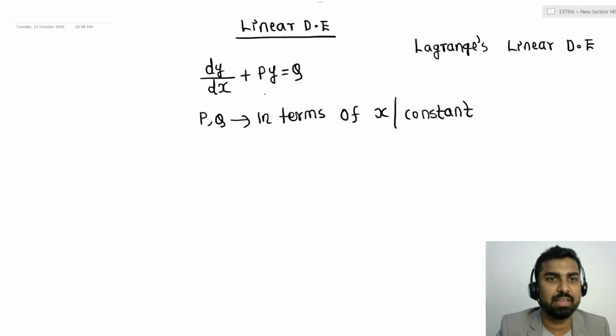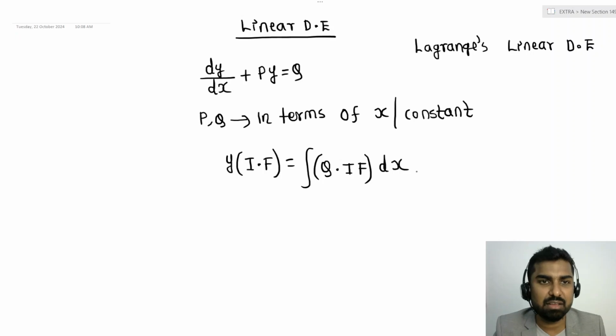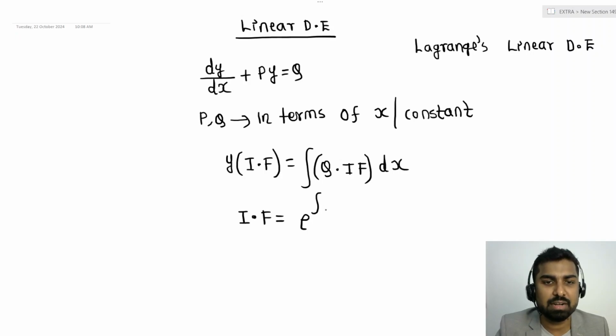And the second condition: as per this general format, the coefficient of dy by dx must be 1. If a differential equation is in this format, dy by dx plus py equal to q, we have to solve it by applying the formula y into integrating factor equal to integral of q into integrating factor dx. Your doubt is, what is this integrating factor? The integrating factor of this kind of differential equation can be calculated by the formula e to the power integral of p dx.